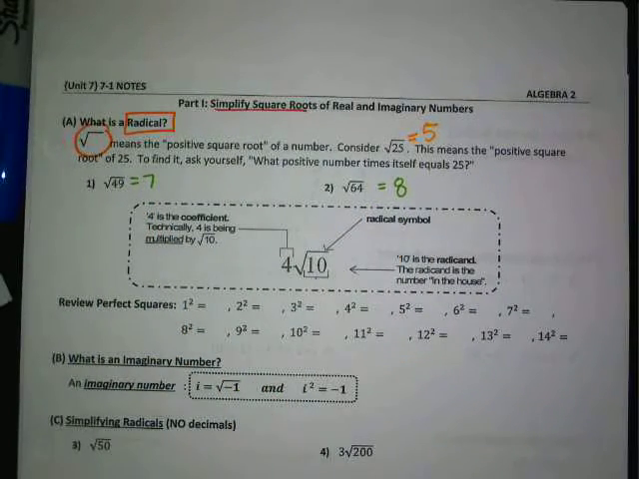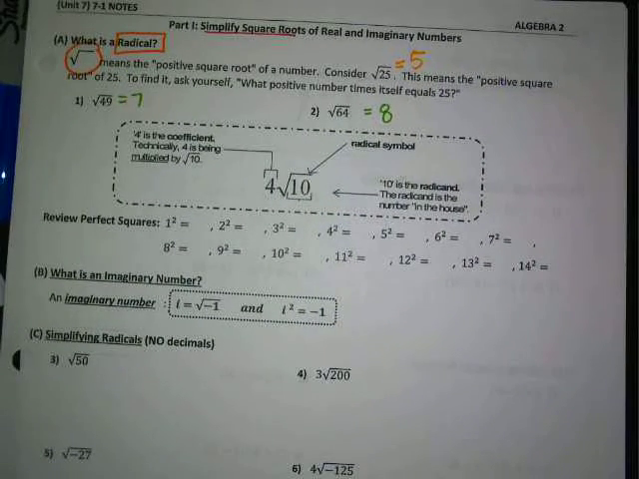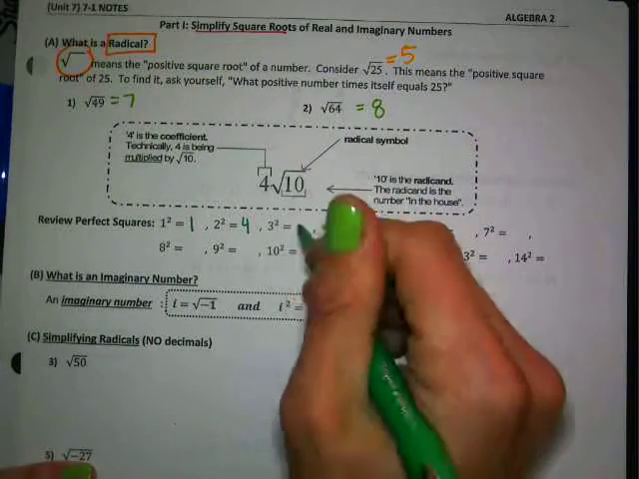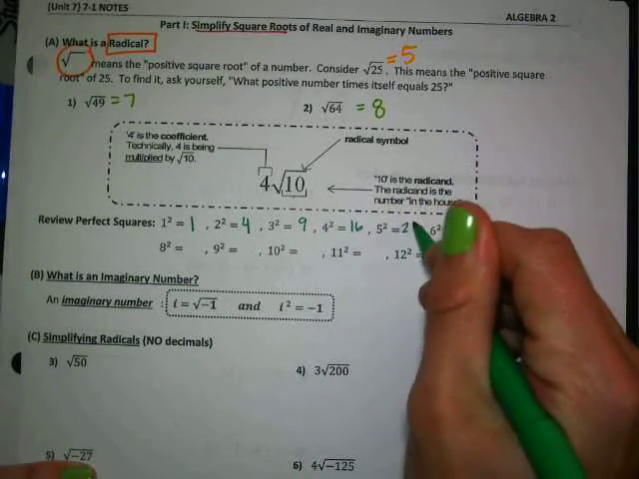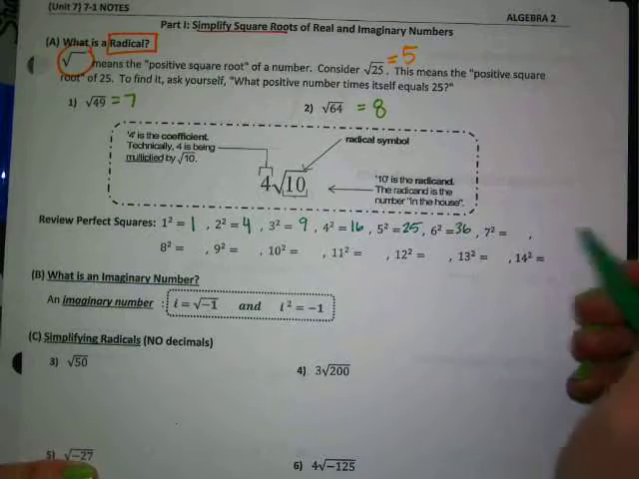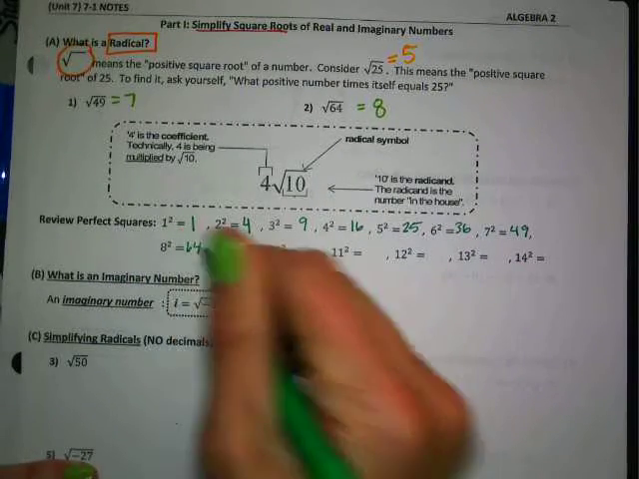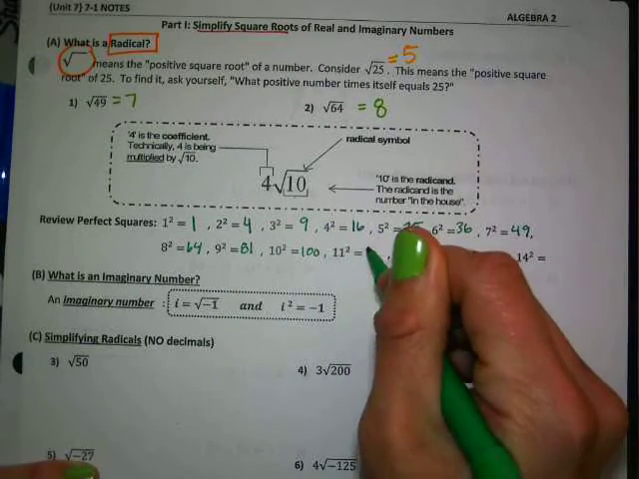All right, ignore this box for right now. Let's review the perfect squares. I know we did this when we did difference of squares, but now we're talking about square roots, so we're going to do it again. All right, so perfect squares. What is 1 squared? 2 squared. 3 squared? 9. 4 squared? 5 squared? 6 squared? 7 squared? 8 squared? 9 squared? 10 squared? 11 squared? 12 squared?